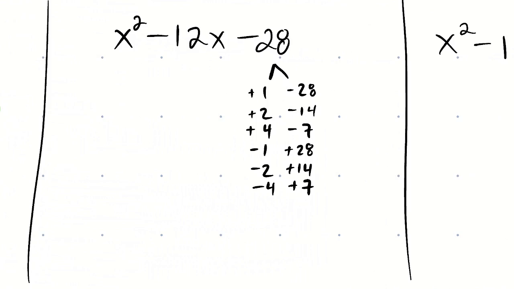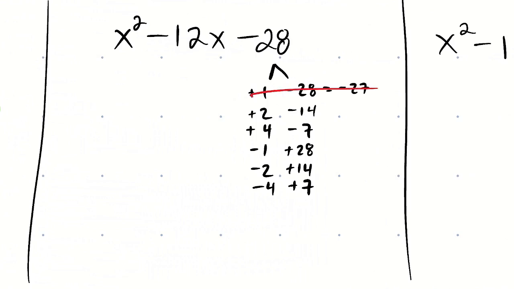Now, you can take a shortcut whenever you're doing these problems. We know that it has to add up to give you negative 12. So the factors that you should be looking for are large negative numbers and small positive numbers. So we start with this one. Well, it's not that one. Positive 1 and negative 28 adds up to give you negative 27. So that's not it. Cross that out.